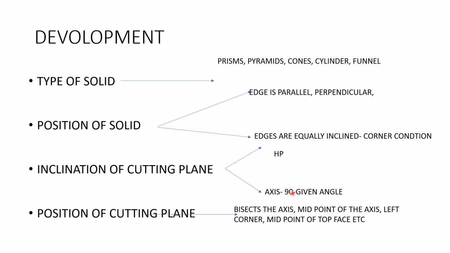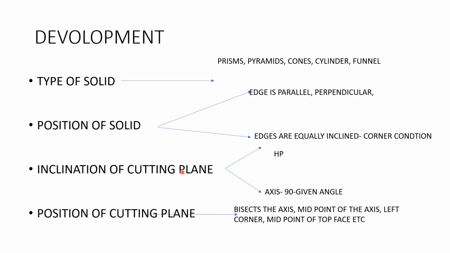Okay, so that's how exactly we are going to take it up. Next will be the position of a cutting plane. We know where exactly the cutting plane is inclined, but where exactly it passes in the solid is identified with respect to the bisect of the axis, midpoint of the axis, left corner, midpoint of the top face, etc. There are plenty of words they can use, but these are the commonly used ones.